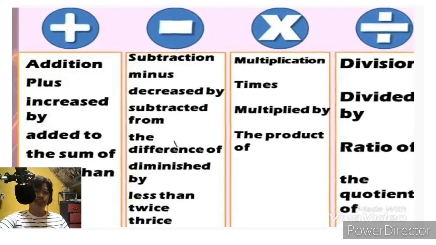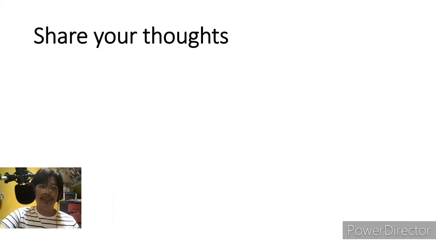And we have subtraction, which is minus. Others are decrease by, subtracted from, the difference of, diminished by, less than. Multiplication means times, multiplied by, the product of. And then division is divided by, ratio of, the quotient of. These are the different words that are associated with the different operations in mathematics.